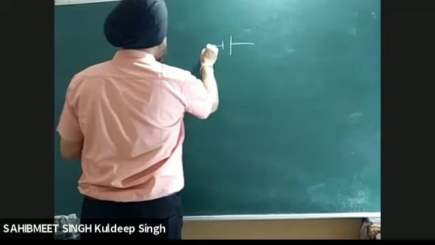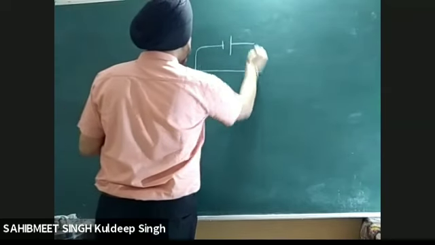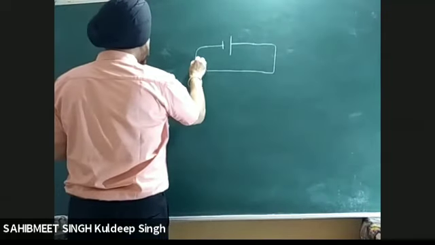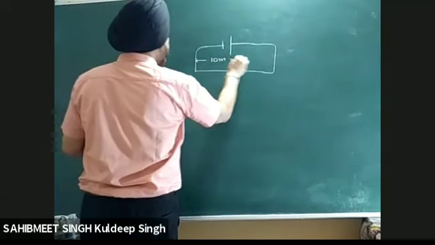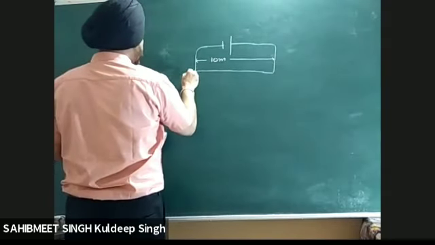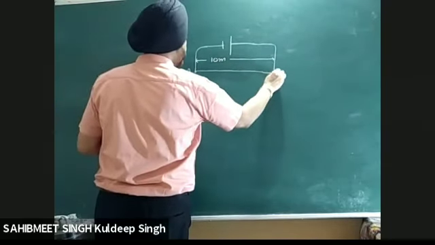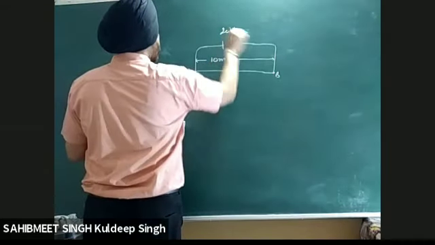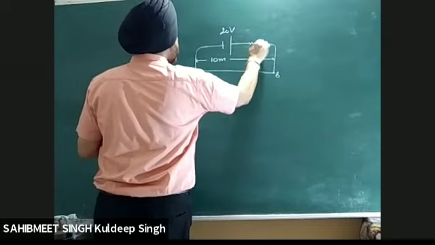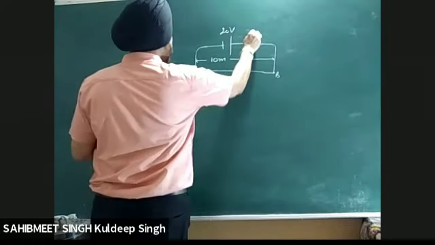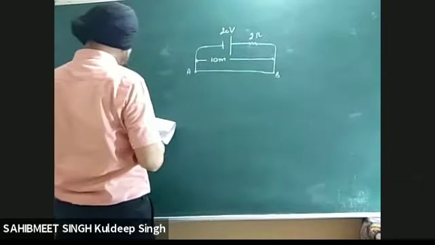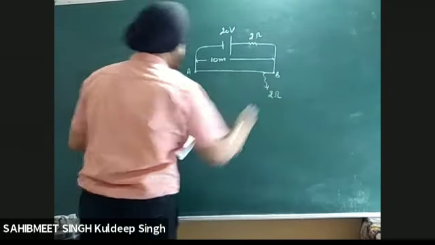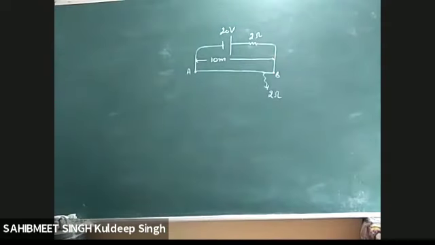This is a circuit, potentiometer, 10 meter, AB. This is 20 volt, and there is a 2 ohm. And resistance of the wire is also given, 2 ohm.